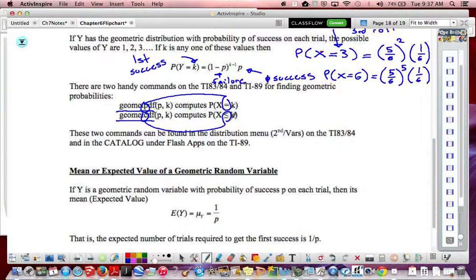Now notice in geometric, you actually only have 2 values. You have the probability of success, and K, when do you want that success to occur? You don't have N, because N doesn't exist in a geometric situation, because you could technically keep on rolling and never get doubles. That would just be a bummer. Alright, so we'll show you where these are located on your calculator.